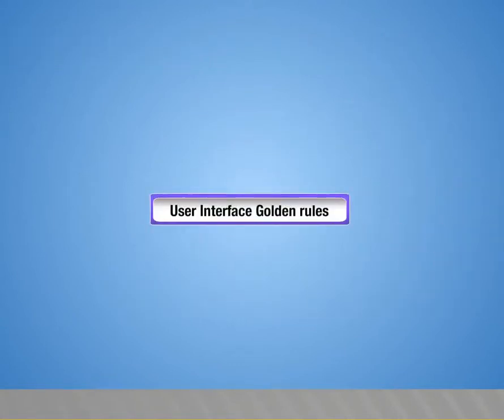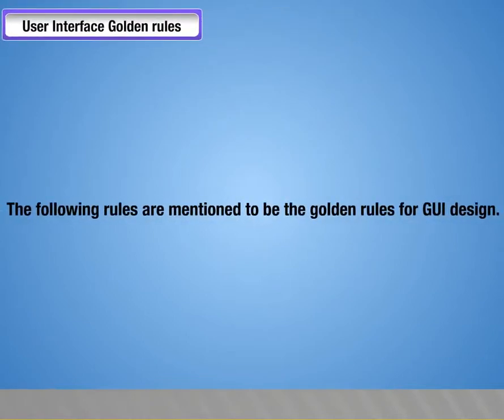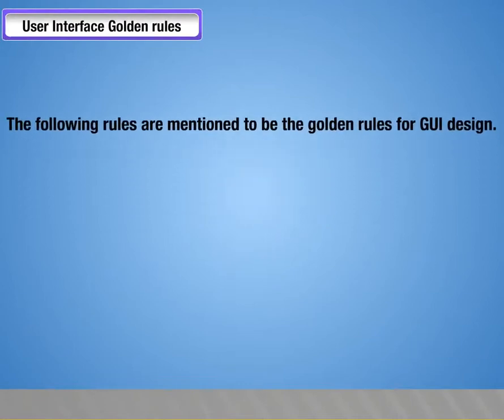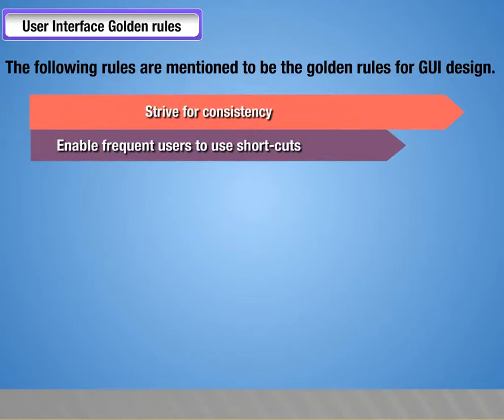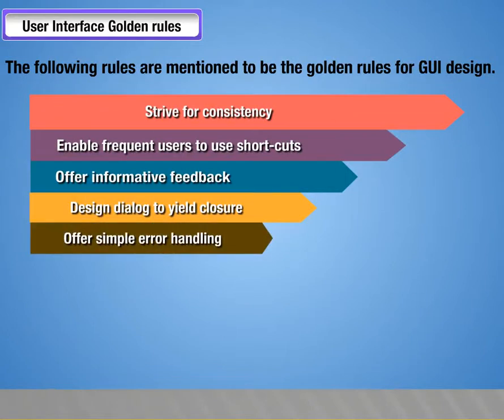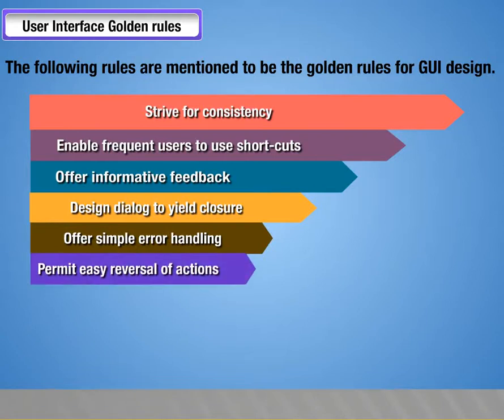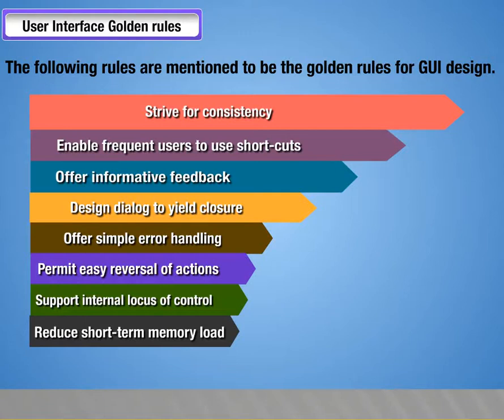User Interface Golden Rules. The following rules are mentioned to be the golden rules for GUI design. Strive for consistency. Enable frequent users to use shortcuts. Offer informative feedback. Design dialog to yield closure. Offer simple error handling. Permit easy reversal of actions. Support internal locus of control. Reduce short-term memory load.